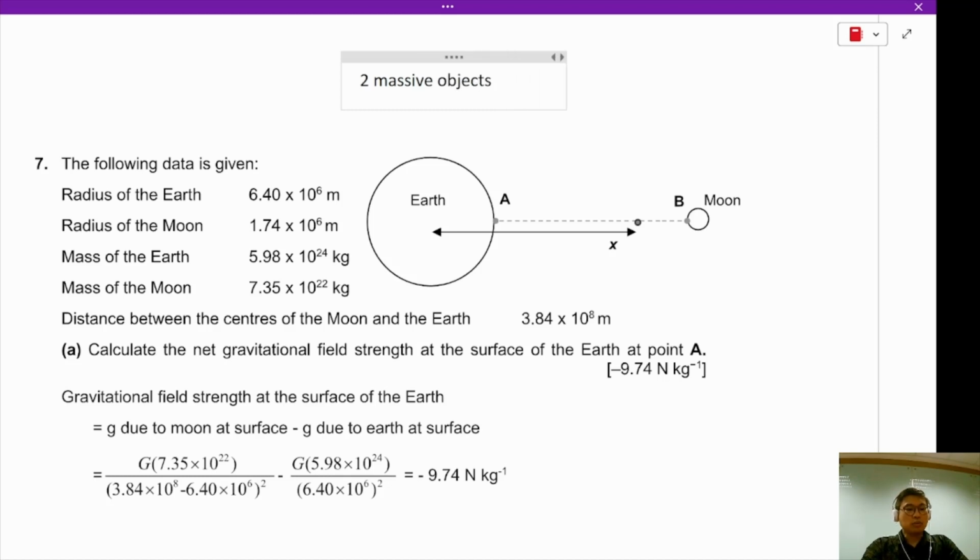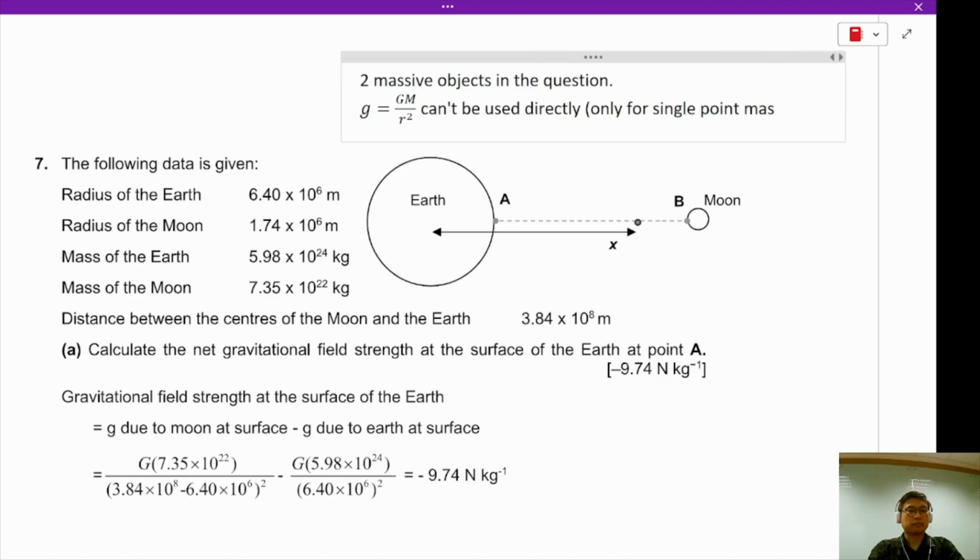Now, if there are 2 massive objects in the question, then basically you have to note that formulas such as g equals GM over r squared can't be used directly in order to find the gravitational field strength, because you need to consider 2 different objects. g equals GM over r squared is only for a single point mass. And now we have 2 masses involved in the equation, so we can't use this directly.